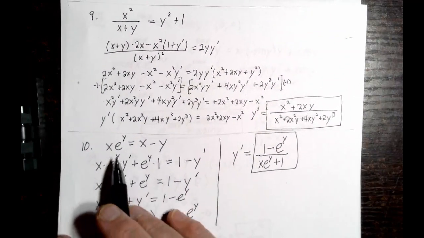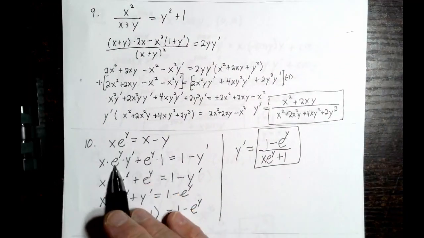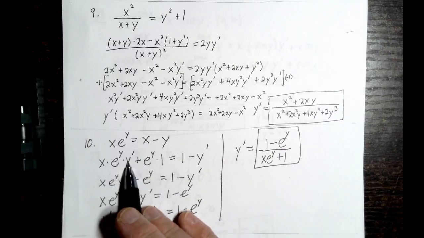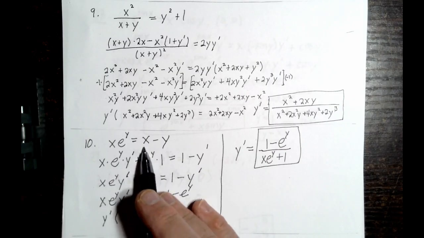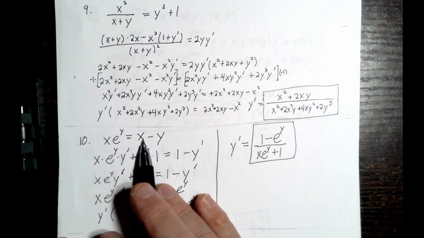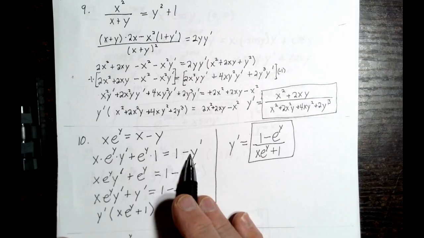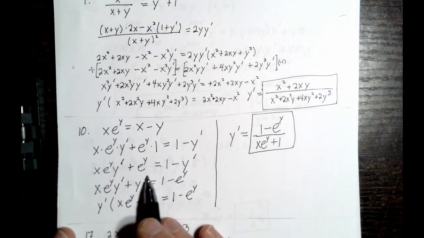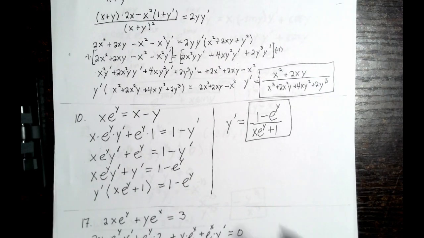If you take the derivative here, you get the first times the derivative of the second. Remember, the derivative of e to the y is just e to the y, but you tag on a y prime. Plus e to the y times the derivative of x, which is 1. Derivative of x is 1. Derivative of y is 1 y prime. And now you just solve this for y prime, and you get your answer there.